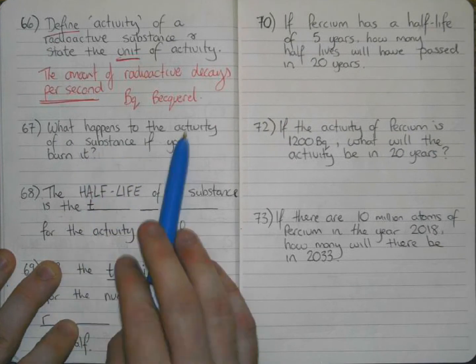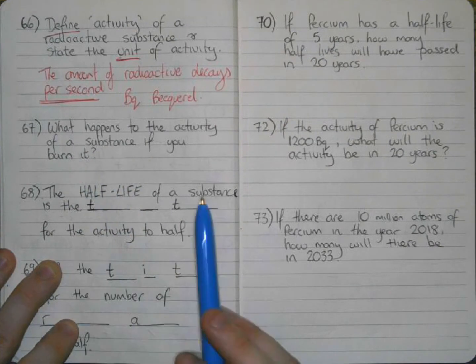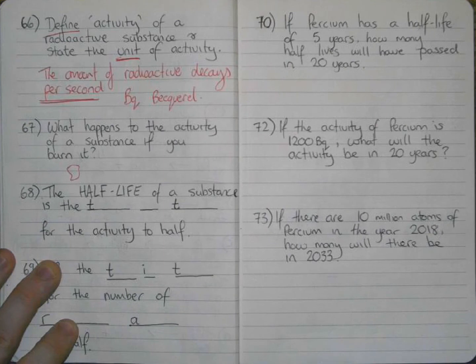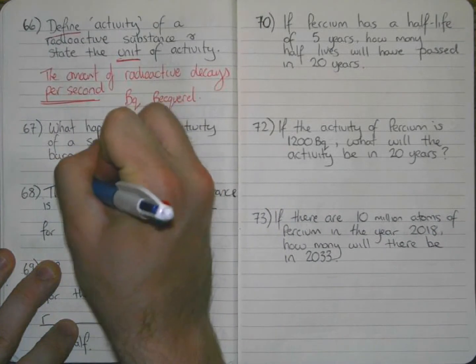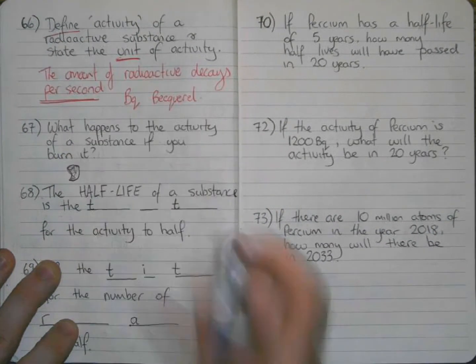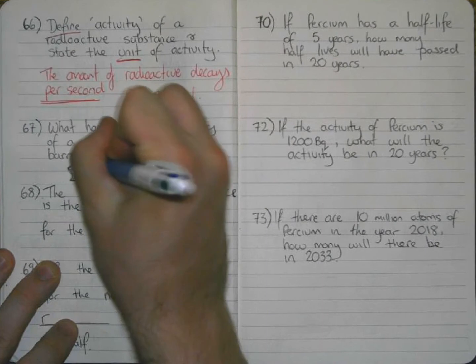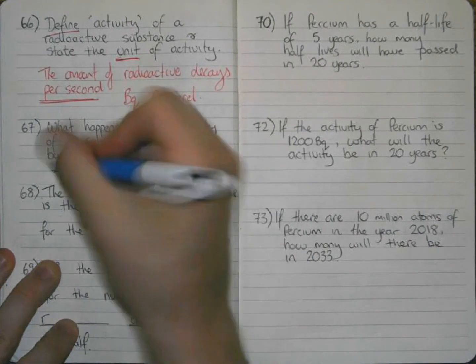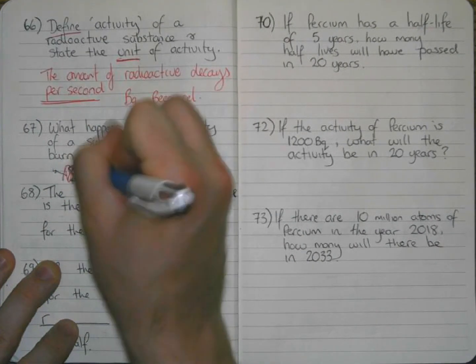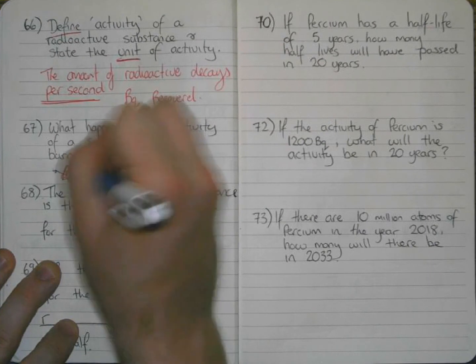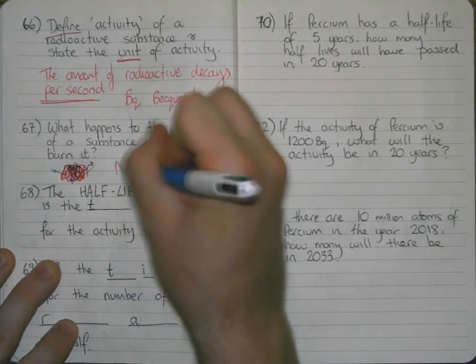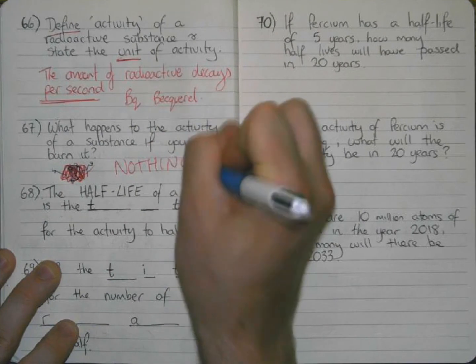So what happens to the activity of a substance if you burn it? So if we've got a rock, let's say it's a lump of granite which is radioactive, it's giving out gamma. So here's the gamma, there it is, and then we come along and we throw it on a fire, and the fire burns and it gets really hot. What happens to the activity? And the answer is nothing.